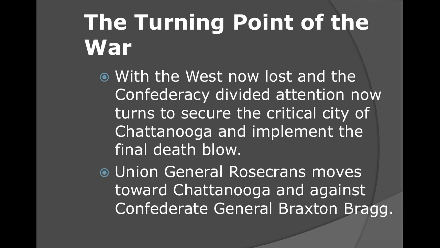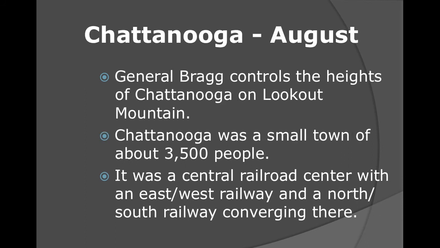With the West now lost and the Confederacy divided, attention now turns to a very critical city, which was the city of Chattanooga. Just here north of us, about an hour and a half, Chattanooga was absolutely on the Union target as a city they needed to capture. And they send Union General Rosecrans to fight Confederate General Braxton Bragg over the city of Chattanooga. General Bragg begins to reinforce. He takes the high ground up on Lookout Mountain that oversees the city of Chattanooga.